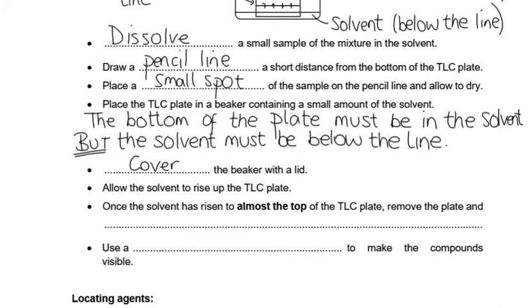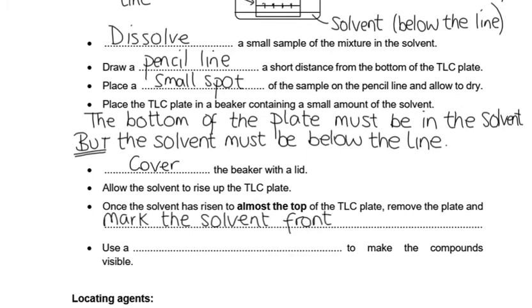Now once the solvent has risen to almost the top, so you do need to watch this, you need to not let the solvent rise right to the top. It could take the spots off the plate with it if you leave it there too long. Once the solvent has risen almost to the top, you're going to lift it out and mark the solvent front. So immediately while it's still damp, you need to mark where that solvent got to.